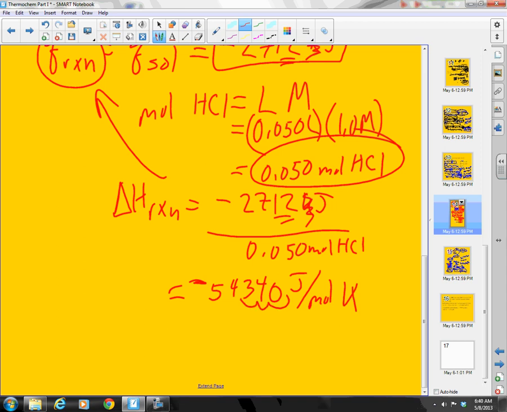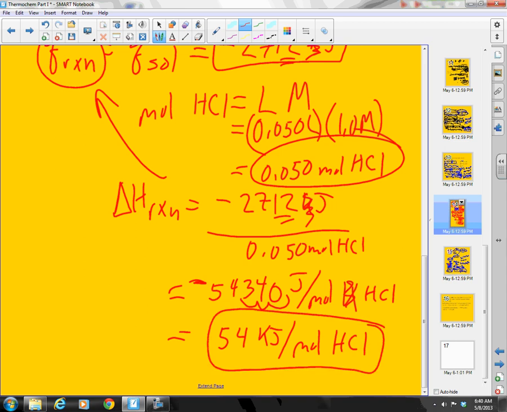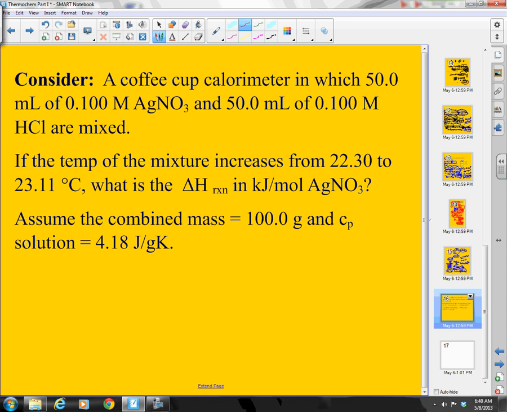And my answer is 54, 3 sig figs, right? Kilojoules per mole of HCl. Woohoo! Negative. There we go. I got to have that negative. Negative 54, meaning when my hydrochloric acid reacts with my sodium hydroxide, heat is released. You do the last one, and we're done for the day.